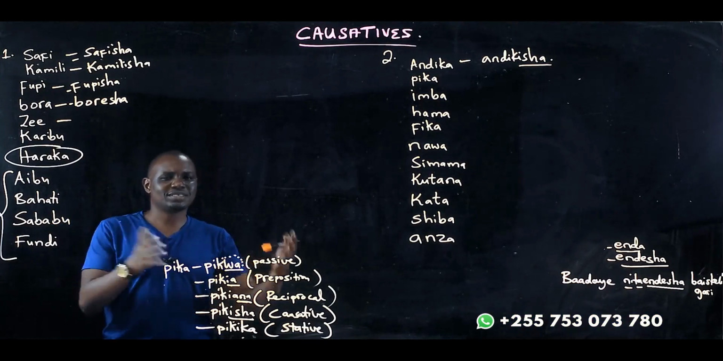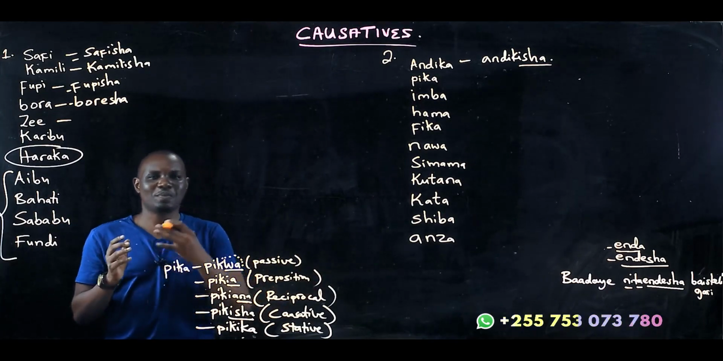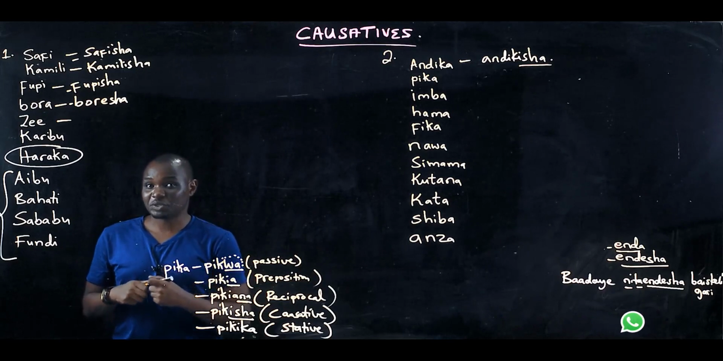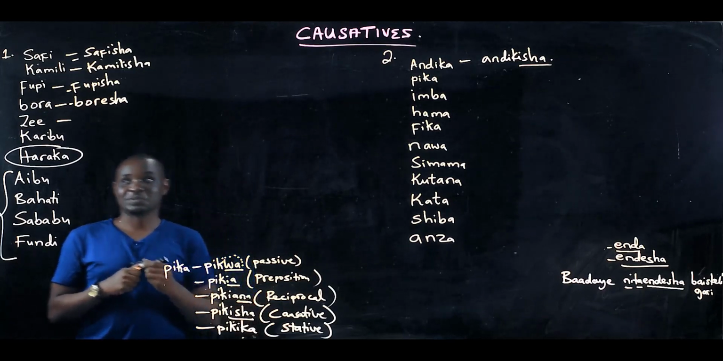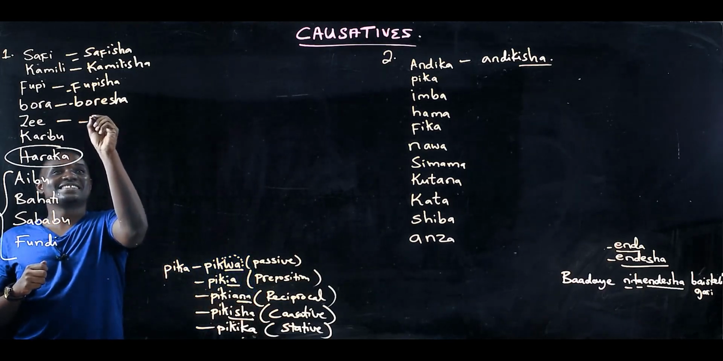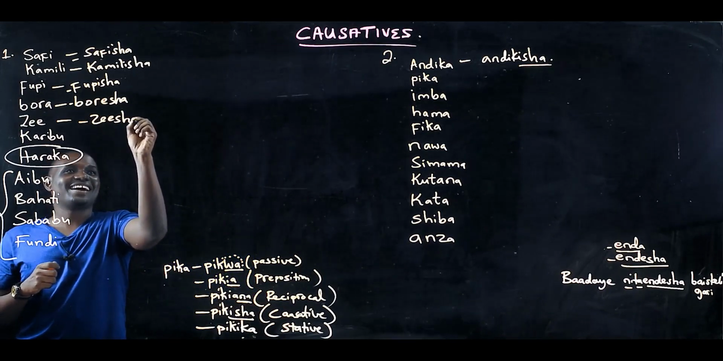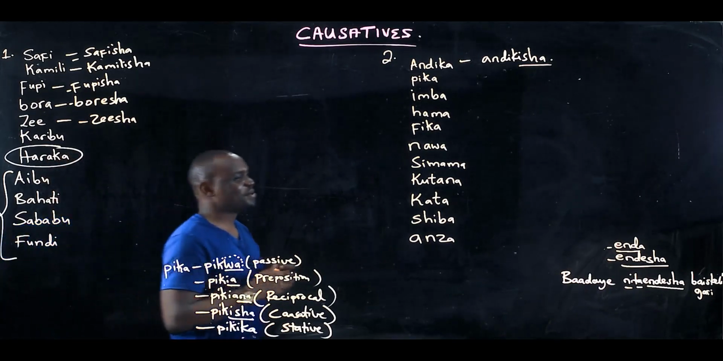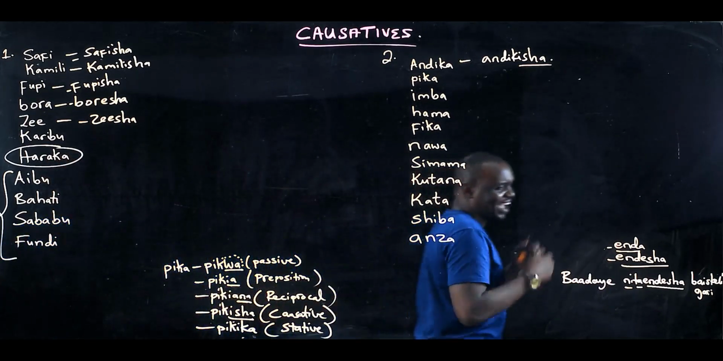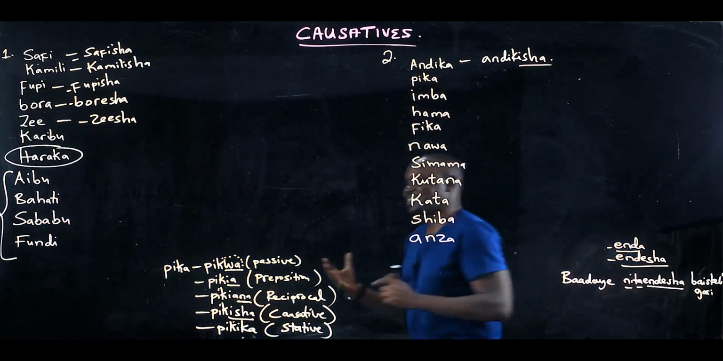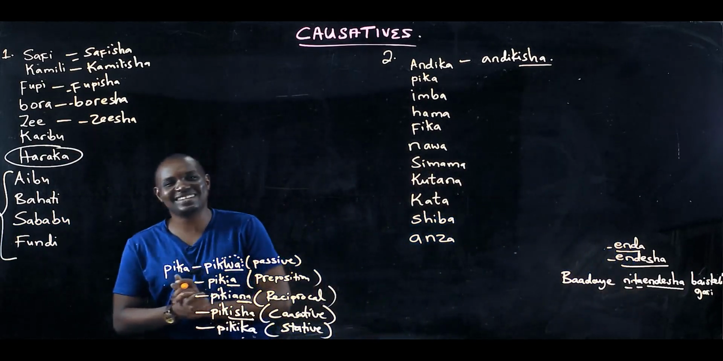How can you make someone old? To make old in Swahili is zeesha. So you have that question: how can you make someone old? How do you use that in your sentence?